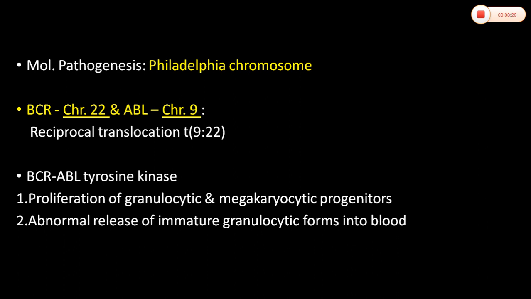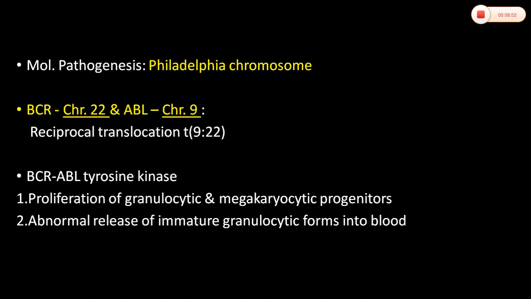From chromosome 9 to chromosome 22, there is a reciprocal translocation. That means a portion of chromosome 9 is translocated onto a portion present on chromosome 22. So this exchange is happening between chromosome 9 and chromosome 22. This process we call reciprocal translocation. As a result of this reciprocal translocation, a funny thing happens.